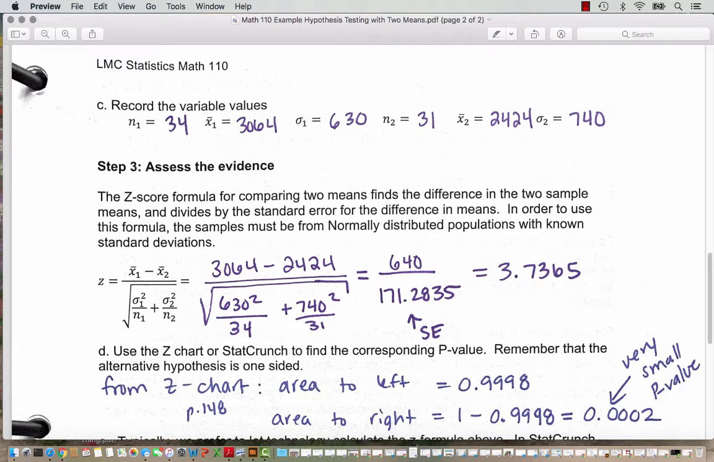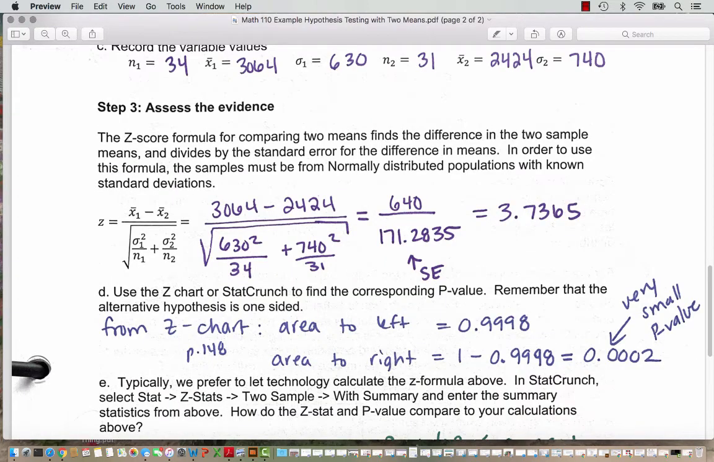So now step 3 is to assess the evidence. The z-score formula for comparing two means finds the difference in the two sample means and divides by the standard error for the difference in means. In order to use this formula, the samples must be from normally distributed populations with known standard deviations. So we have to have these known standard deviations that we're using from Apartment List to use this z-score formula.